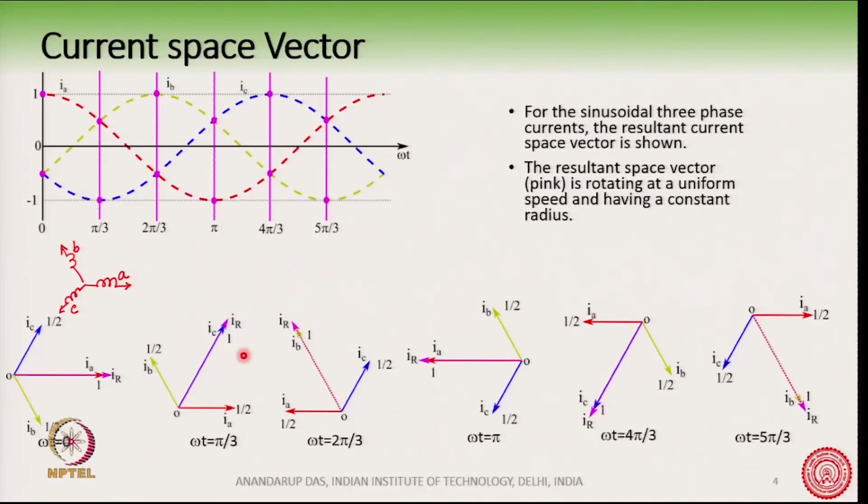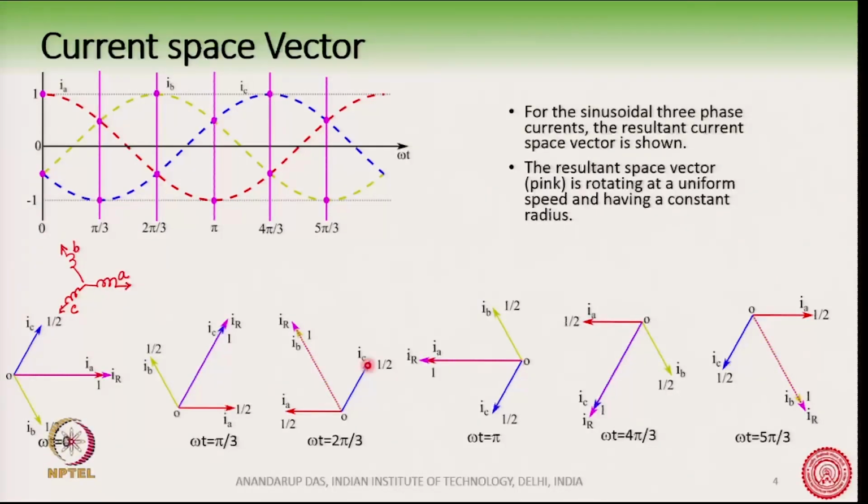So, in this way, if we go on doing the analysis at other points of time, we will see that the resultant vector is basically rotating in a counterclockwise direction, keeping the same amplitude all the time and rotating at the same frequency as dictated by the frequency of the I_A, I_B, I_C signals.